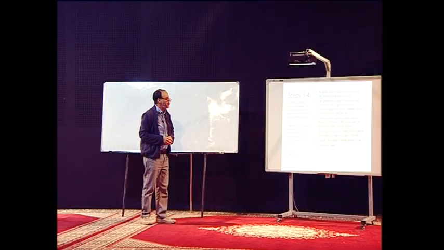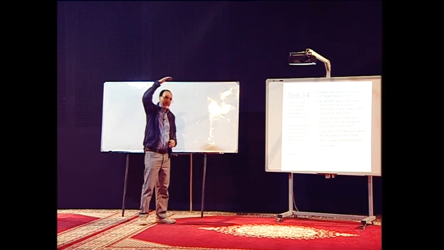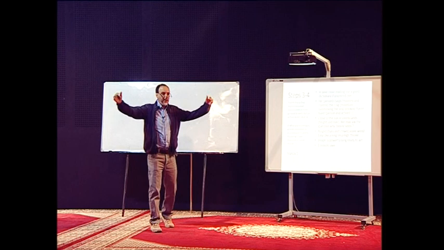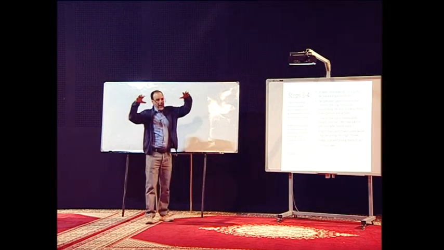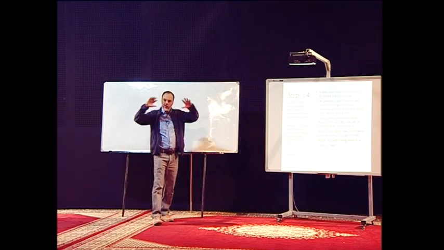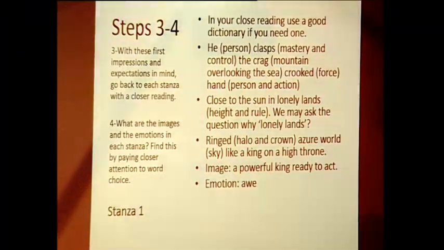Now the other line, close to the sun in lonely lands. Okay? Close to the sun in lonely lands. Here, close to the sun means very high. We have height and we have rule. If you are, let's say, in a position that allows you to overlook a large space, this means you are ruling, you have power and you have control. We may ask the question, why lonely lands? You may ask this question, why are there lonely lands?